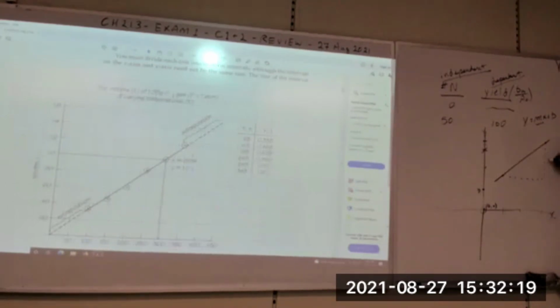Right? So the rise is going to be a change in y, and the run is going to be a change in x. So you just take the value of x here, the value of x there, subtract this one from that one, and divide it into this one minus that one. And you get a measure of slope.